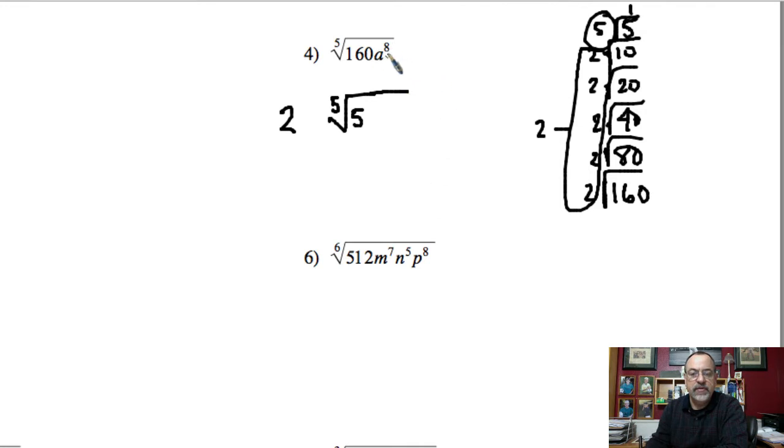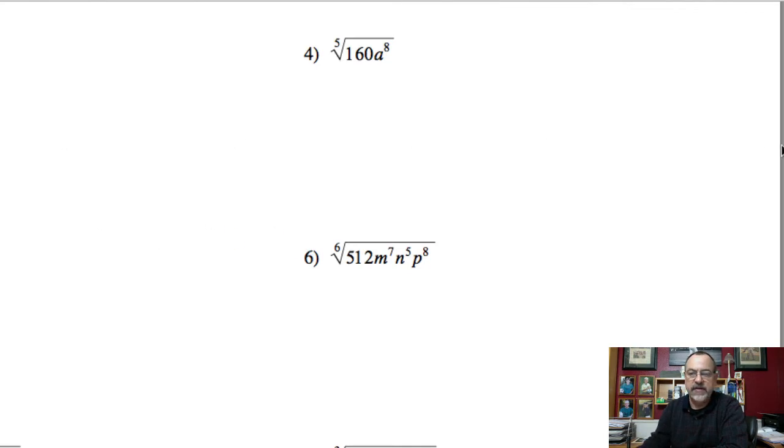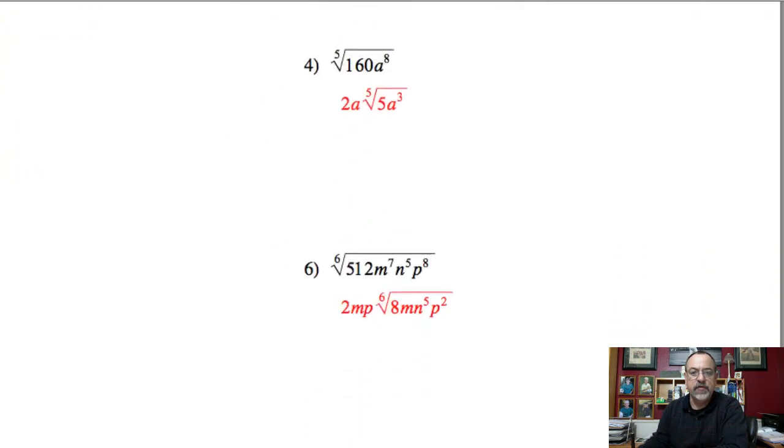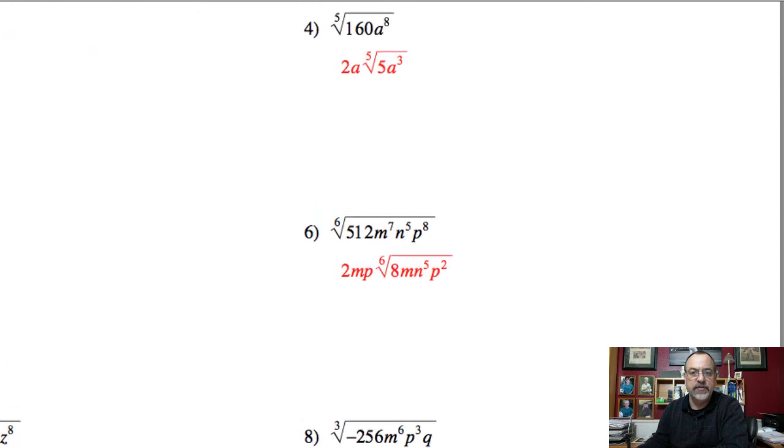Now, to do the variable, remember we're simply going to divide this into 8. So 5 goes into 8 one time. So I have one A outside, and then I have a remainder of 3 that are left on the inside. So this would be the simplified version of the fifth root of 160 A to the 8th. Okay? I'm going to scroll down here to where I have the answers so we can double check our work as we're going through, and you can see we have that first one right.